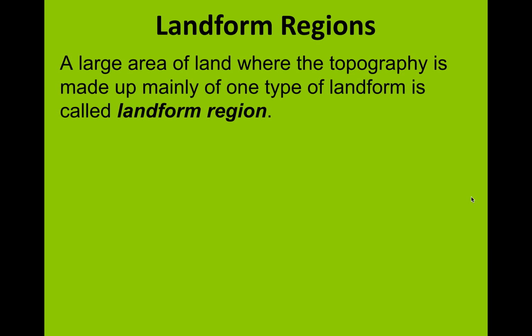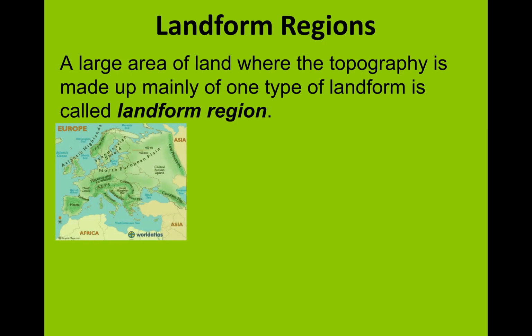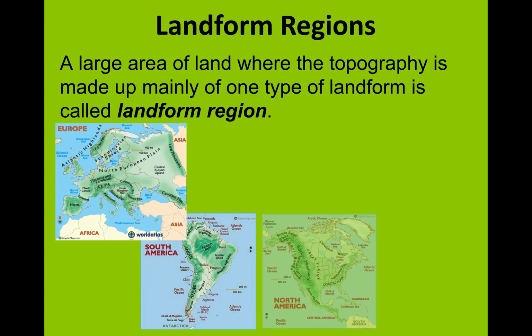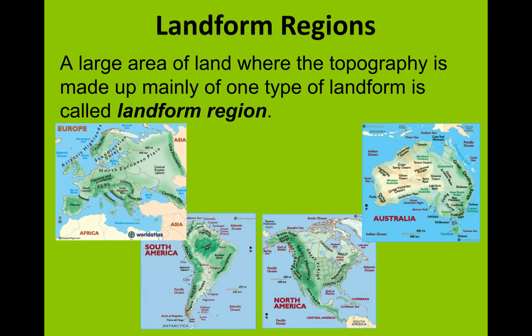So a large area of land where the topography is made up mainly of one type of landform is called a landform region. So we've got Europe, South America, North America, Australia.